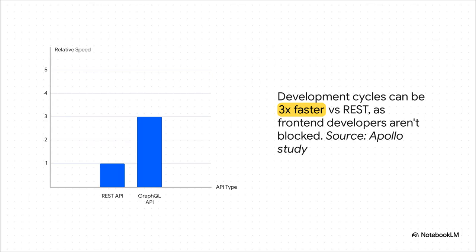And it's not just about the app being faster for the user, it's about building things faster too. Because front-end developers can ask for exactly the data they need without having to wait around for the back-end team to build a new endpoint for them. Development cycles can be up to 3 times faster. That's according to a study by Apollo, who are a major player in this space.